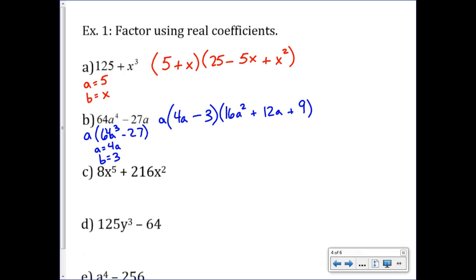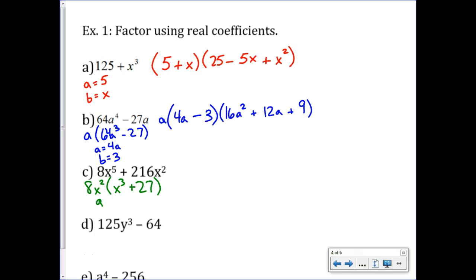Okay, then looking at part C, I have 8x to the 5th plus 216x squared. Well, if I start doing some math here, I see that I can take an 8 out, and I can also take an x squared out. So if I take 8x squared out, then I'm left with x to the third, and 216 divided by 8 gives me 27. I still have a plus sign in between.